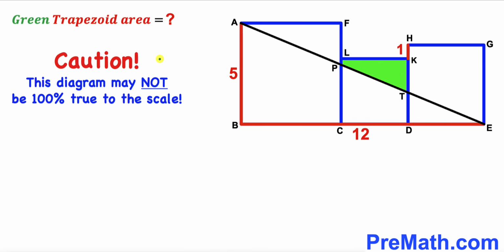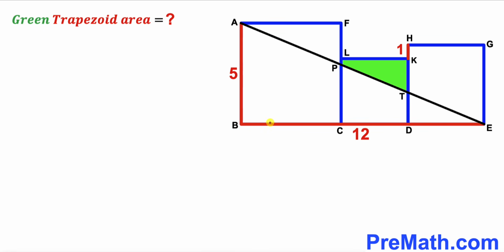And please keep in mind that this figure may not be 100% true to scale. Let's go ahead and get started. And here's our very first step. Since we are interested in calculating the area of this green shaded trapezoid TKLP.